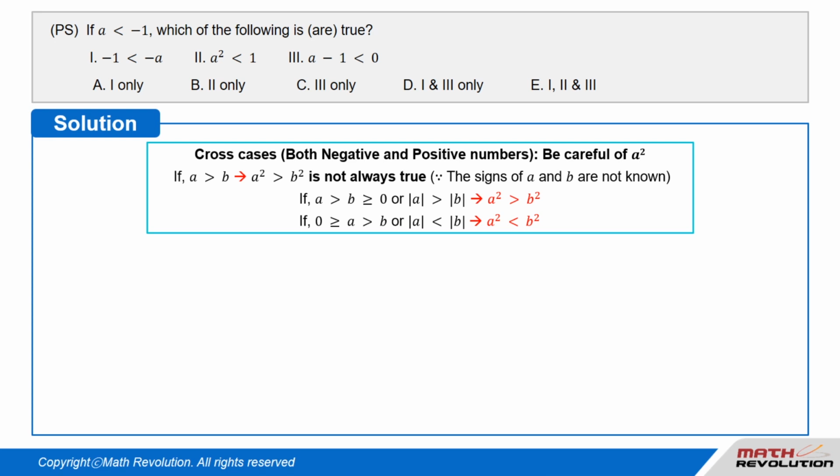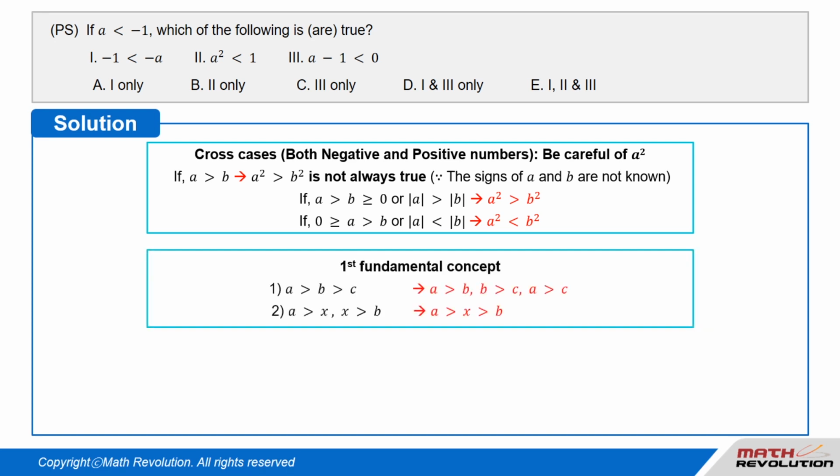If we are given that a is greater than b, which is greater or equal to 0, or absolute value of a is greater than absolute value of b, then a squared is greater than b squared. If we are given that 0 is greater or equal to a, which is greater than b, or absolute value of a is smaller than absolute value of b, then a squared is smaller than b squared.